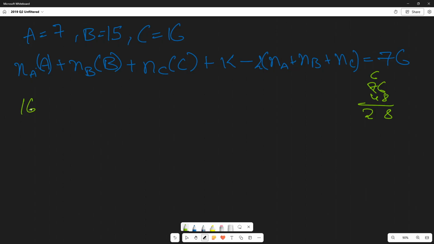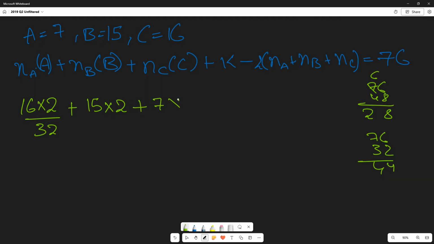We can take 16 into 2, which is 32. 76 minus 32 is 44. We need 44. 44 can be achieved by 15 into 2 plus 7 into 2, right? Yeah. This will be 30 and this will be 14.